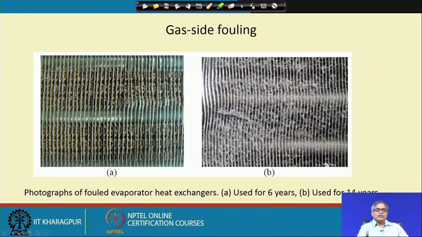And then you see, with time the fouling will increase. Of course, the rate of increase need not be the same or uniform throughout the whole duration, but with time there will be an increase in fouling. So, basically these are deposition kind of fouling that one can see.